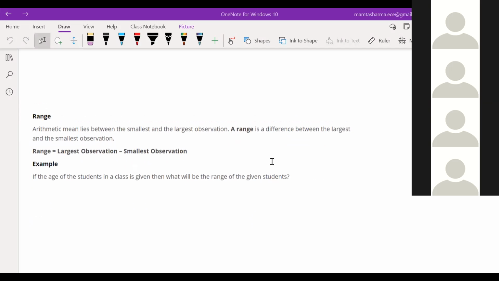Next, we will see what a range is. What is a range? The largest number minus the smallest number. The highest value minus the lowest value. The difference between highest and lowest. You have to find the difference.